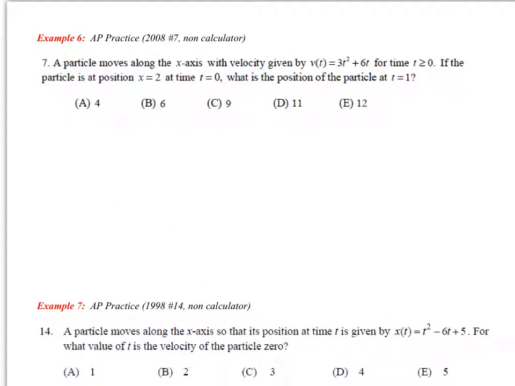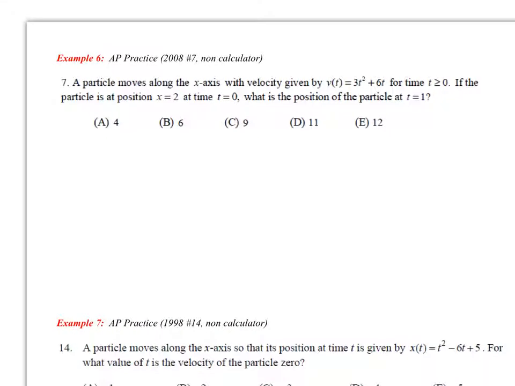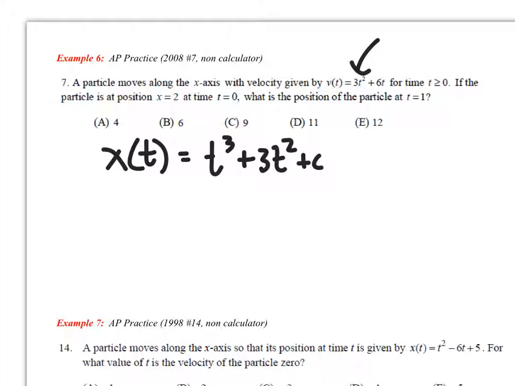Alright, a particle moves along the x-axis with a velocity of that for time t greater than or equal to 0. If the particle is at position x equals 2 at time t equals 0, what is the position of the particle at t equals 1? So what I'm going to do is integrate the velocity function. So I'd have t cubed plus 3t squared plus c.